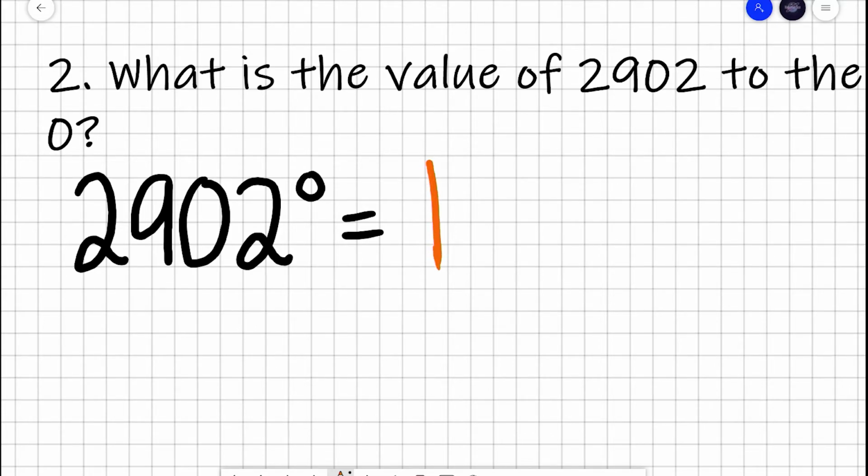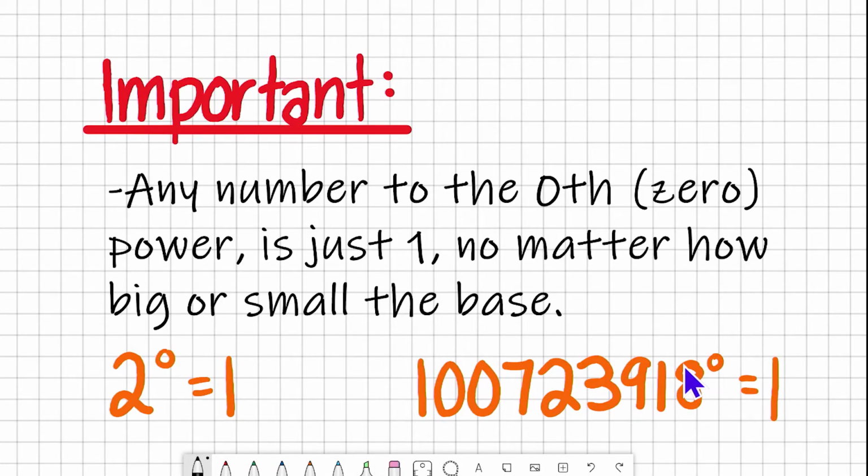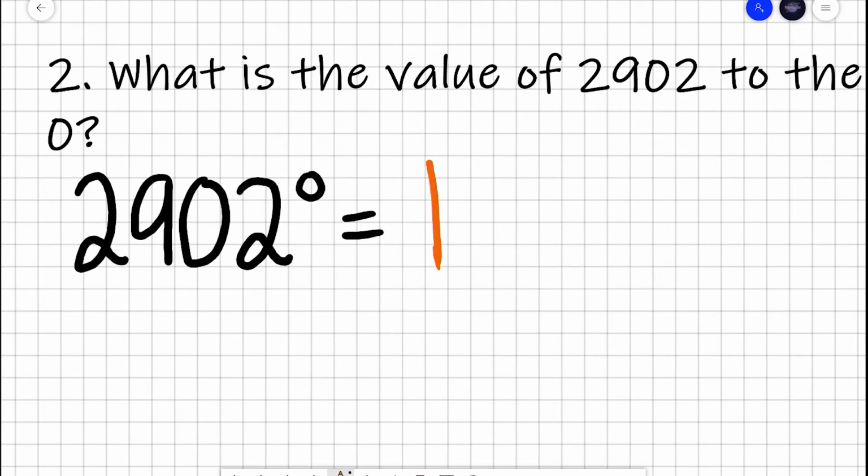So this one was definitely just a trick question, and the answer was simply 1. As I said in the earlier lesson, any number to the power of 0 is just 1. There's no exception. No matter how big or small the number is, it's just going to be 1. So that was kind of a trick question. Hopefully you didn't fall for that, and were able to see that and be like, oh, that's 1.